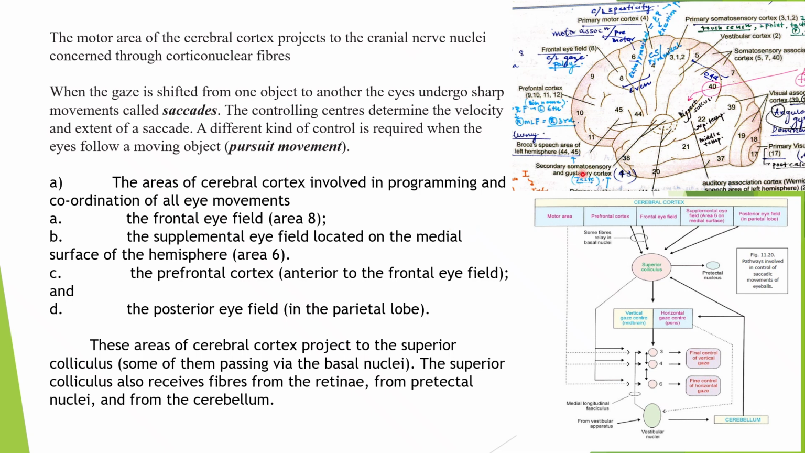Now all these areas of the cerebral cortex pass to the superior colliculus, and some via the basal nuclei. And the superior colliculus is also receiving fibers from the retina, from the pretectal nucleus, and from the cerebellum.